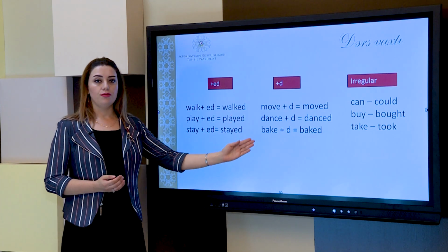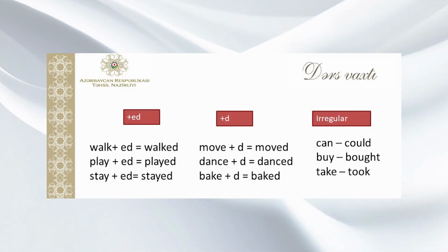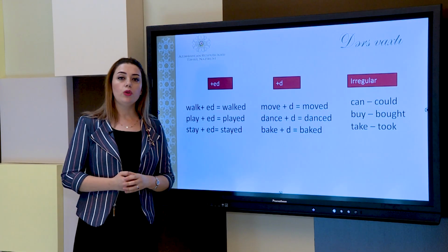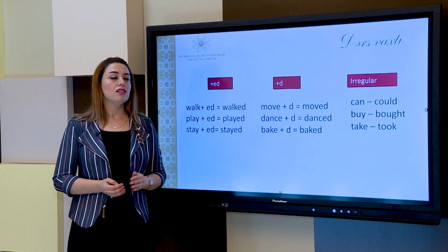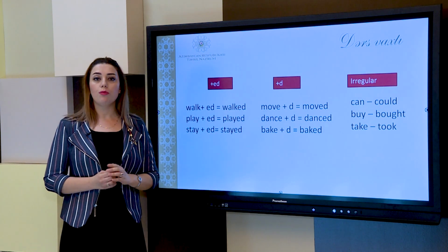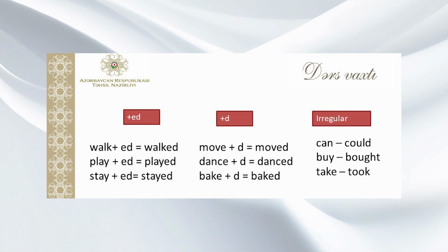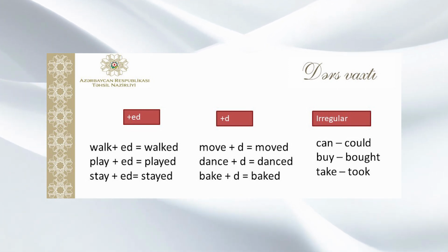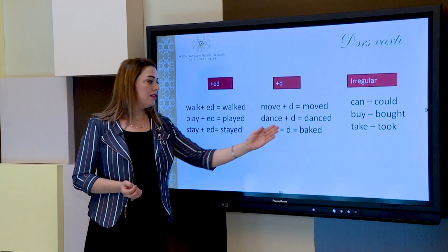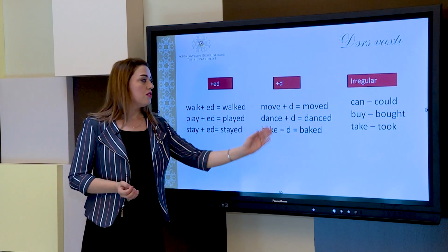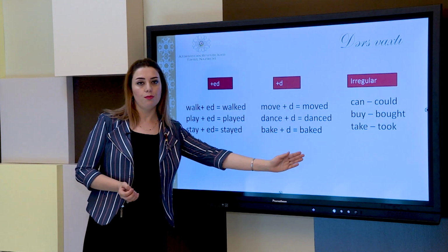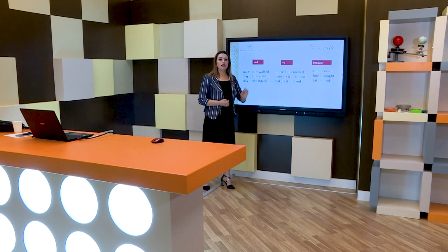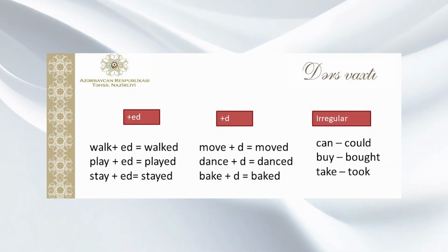Let's pay attention at these words. Can you see that each of these words have e in the end? E, e, e. You see, when we have e, we simply add d to the end of the verbs to make past simple. So, for example, move plus d, moved. Dance plus d, danced. Bake, baked. So, present simple, past simple. Don't forget this rule. If you see e in the end of the verbs, just add d to make past.